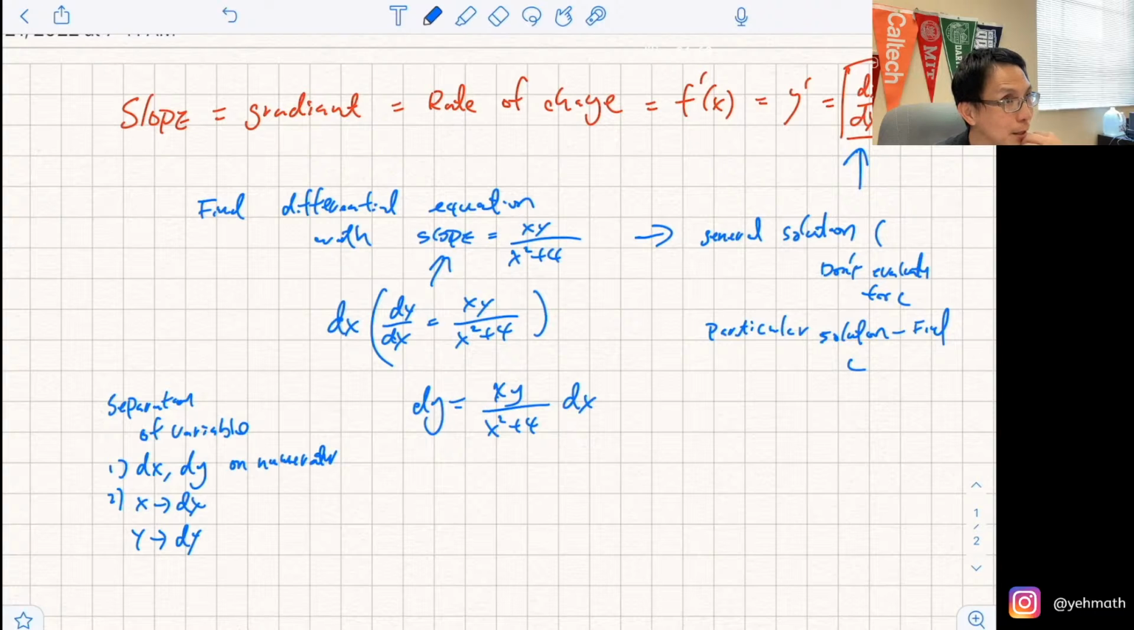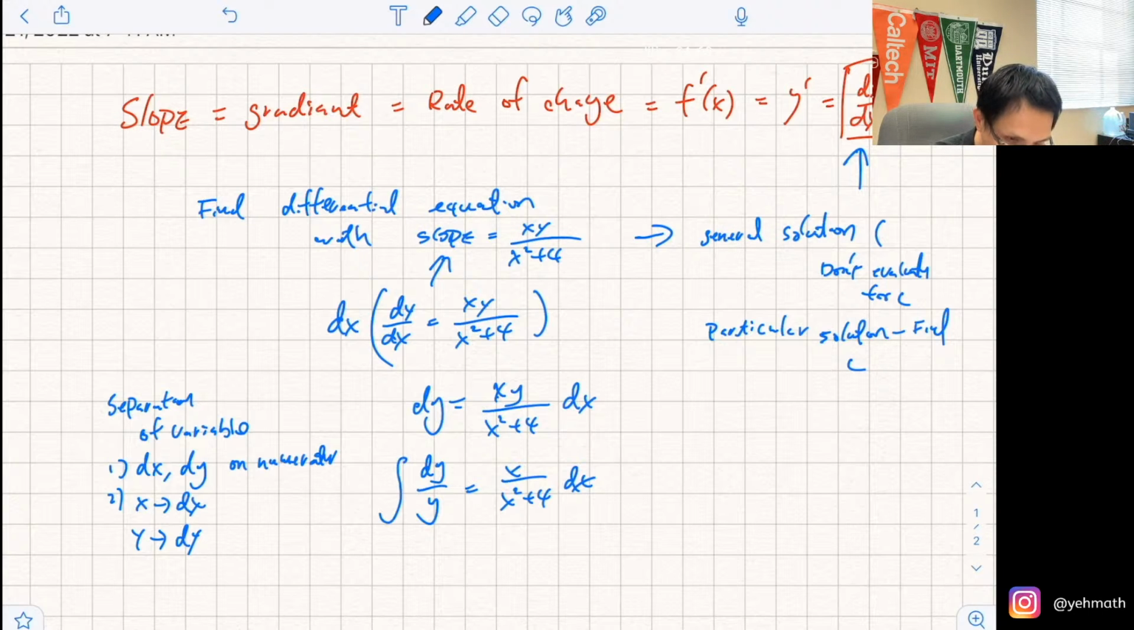How do I get y by itself? Divide both sides by y. So it'd be dy over y, right, equal to x over x squared plus 4 dx. Now what you're going to do is follow with integration on both sides. I'm going to integrate this. I'm going to write in red, this is the one part that's in calculus. We only did the algebra to organize the x with dx, y with dy, and we integrate both sides.